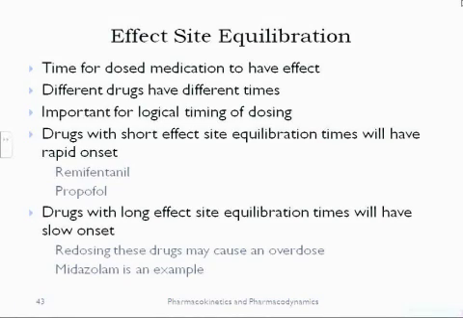So different drugs have different timing. Important for logical timing of medications, of course. If you understand effect site equilibration, you don't want to give it too fast, because then you get in trouble. Drugs with short effect site equilibration times will have very rapid onsets. Things like remifentanil and propofol have very rapid onsets, but they also have very rapid offsets many times. Drugs with long effect site equilibrations will have slow onsets, and you've got to be really, really careful with those medications not to redose them too early, because then you can overdose on them very easily.